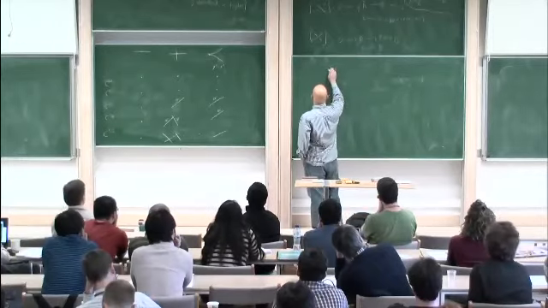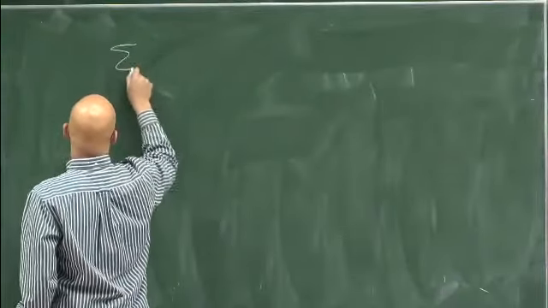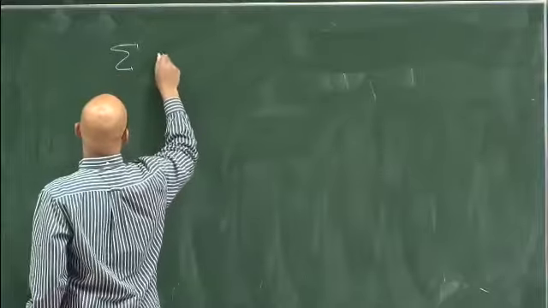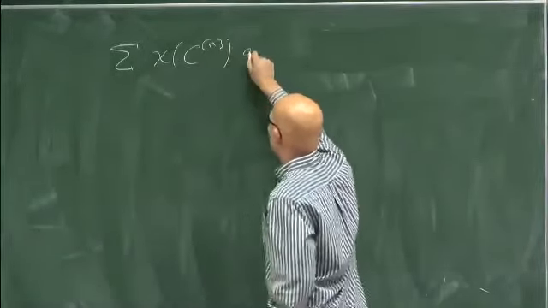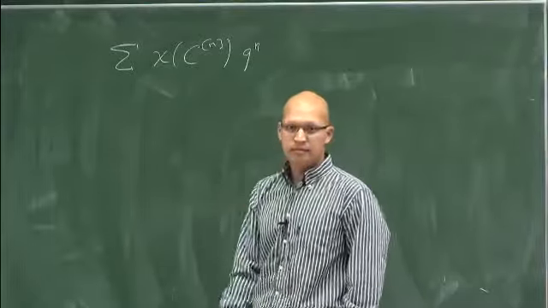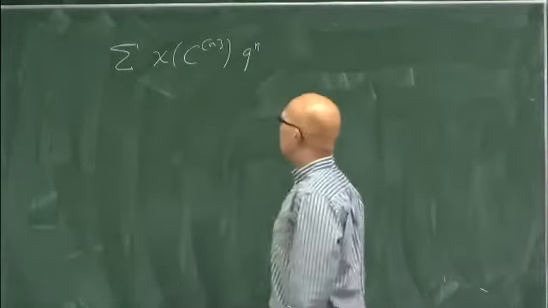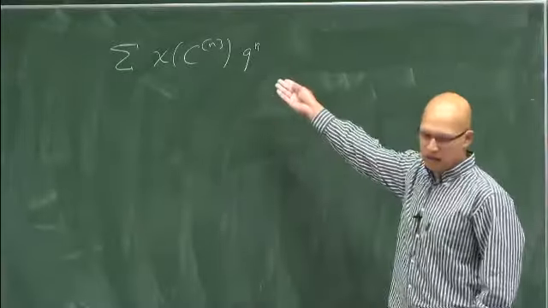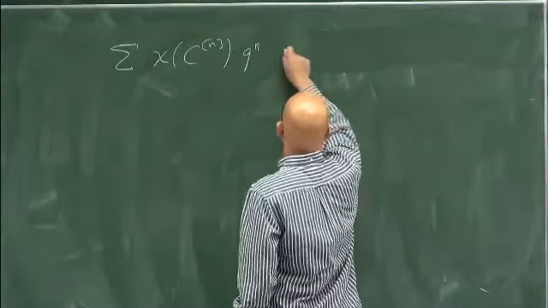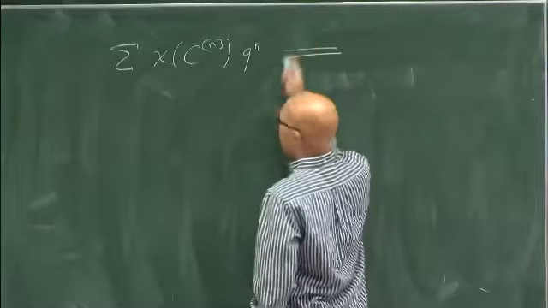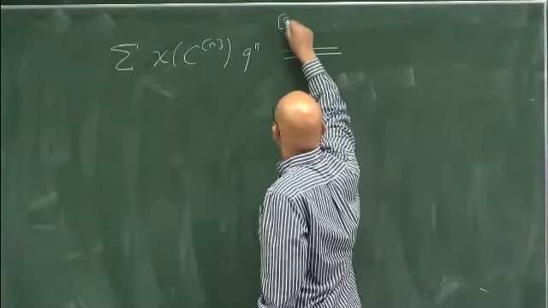So for C now, C is always a singular plane curve. I look at the sum of the Euler characteristics of the n-th Hilbert scheme, times q to the n. And let me say a few things known about this series. The first is by a theorem of Rahul and Richard. This is a different PT.